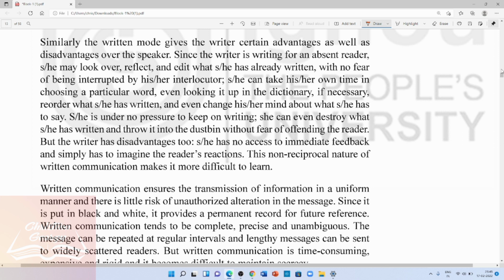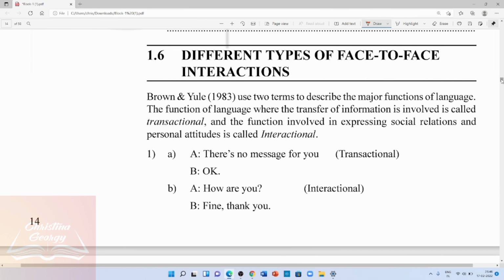Let's move on to the different types of face-to-face interactions. The function of language where transfer of information is involved is called transactional function. We have already seen that. What do you mean by interactional function? The function involved in expressing social relations and personal attitudes.